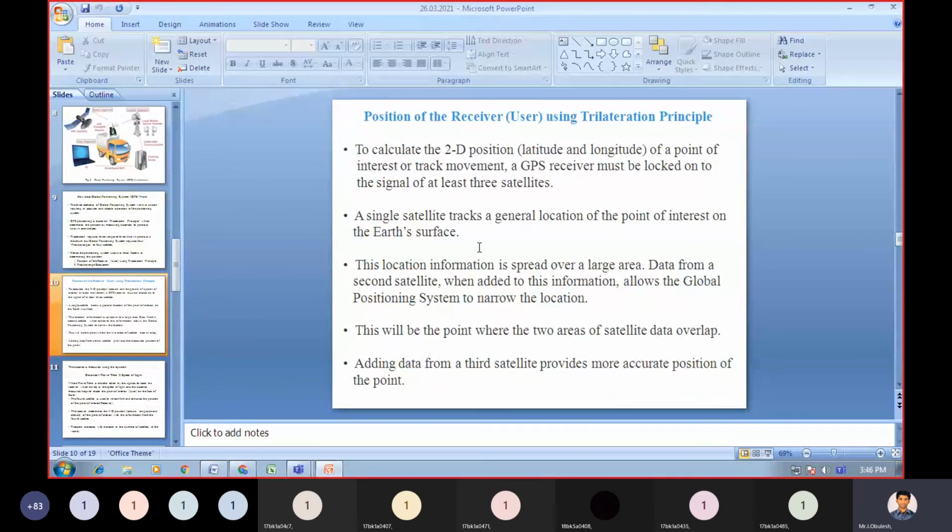Okay, and in finding the position of the receiver, using the trilateration principle, we are calculating two-dimensional only, not three-dimensional. If you have two-dimensional, what will happen by default? First, we need to find the location of the first satellite. After that, you merge that with the second one. Then we will get the overlap. At that time, adding data from the third satellite will provide a more accurate position of the point. This is also one more important point.